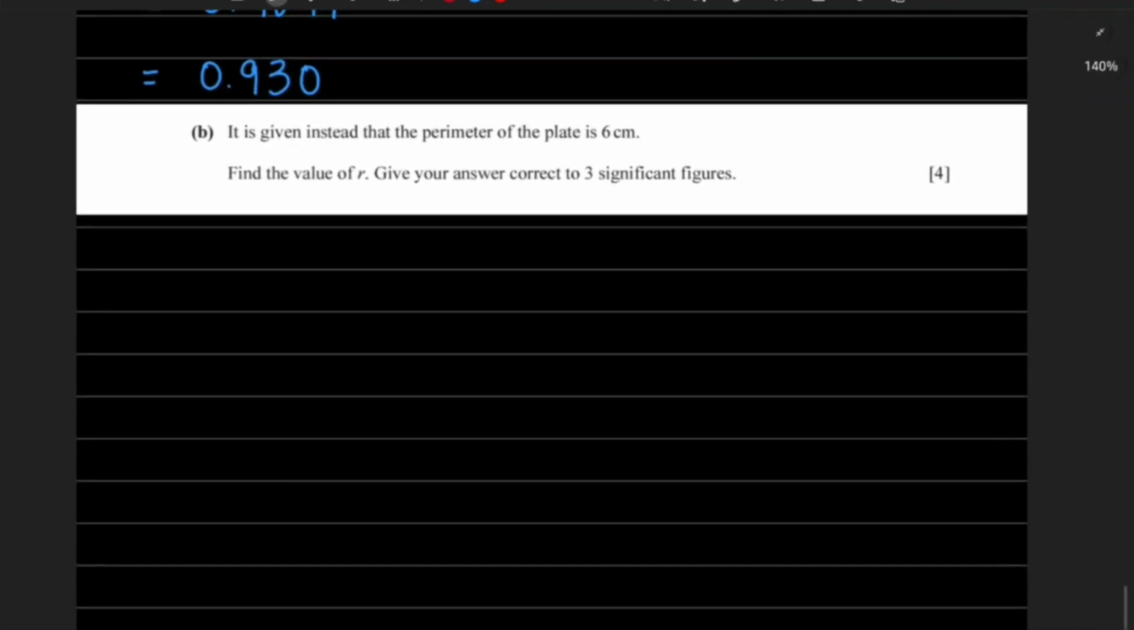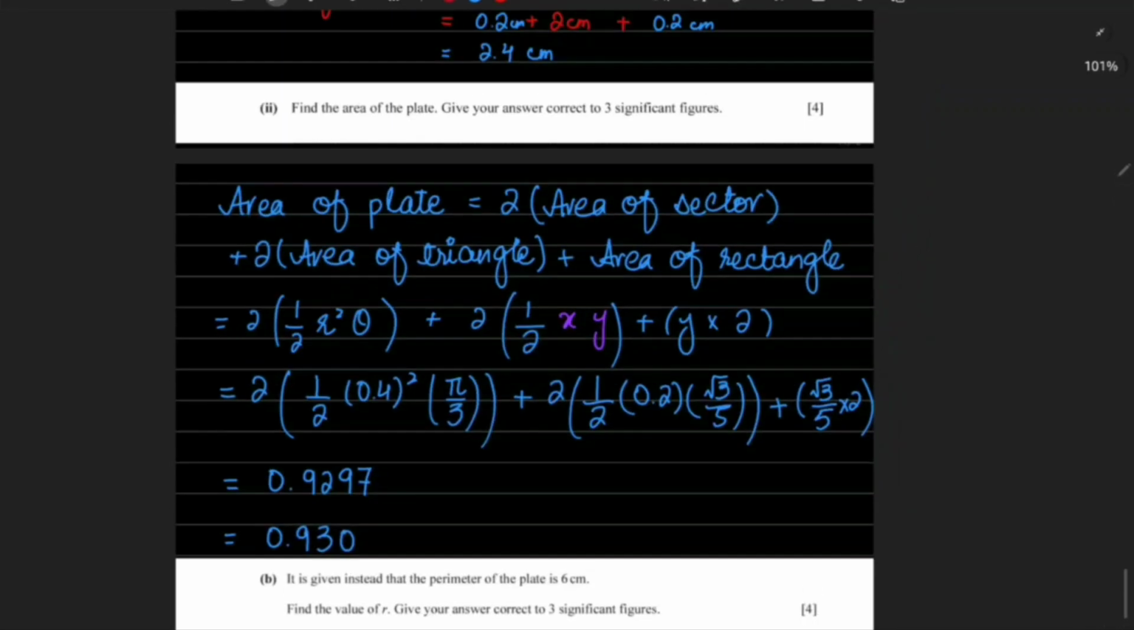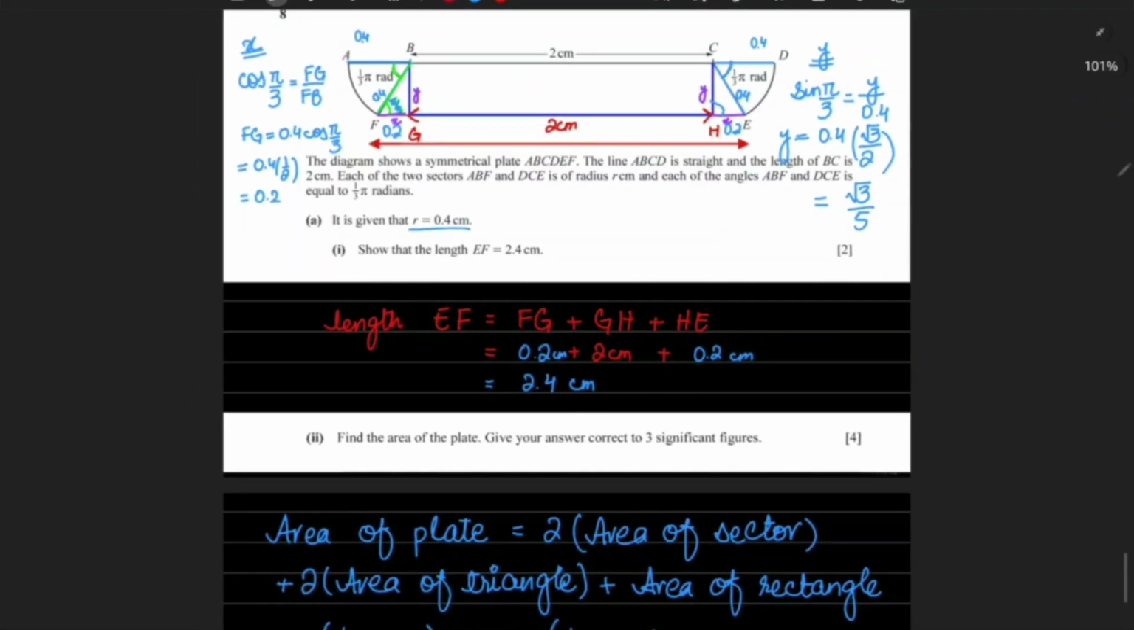Now part B, it is given instead that the perimeter of the plate is 6 centimeter. So perimeter means the outer boundary of this is going to be equal to 6 centimeter. Now we have to find the value of r. As you can see, the r value was just given for part A to be 0.4 centimeter. This is not the actual value for the whole question. The only thing that goes for the whole question is 2 centimeter, this length, and pi over 3 radians.